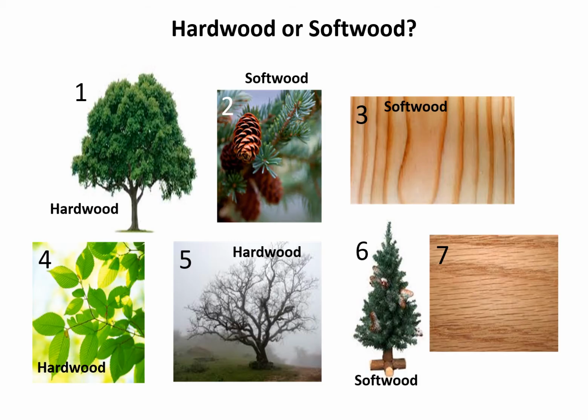Number 6 is a softwood. They keep their leaves and pine needles in the winter, that's why we use them as Christmas trees. Number 7 is a hardwood. This is because of the close grain.